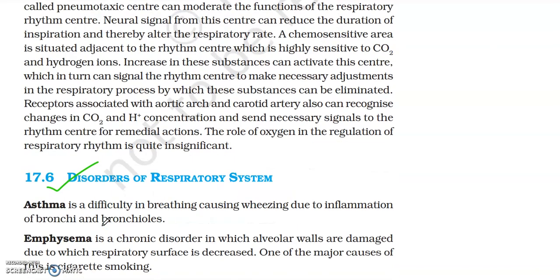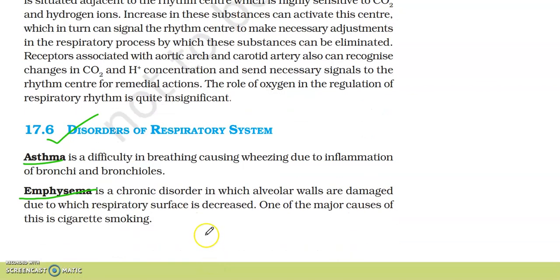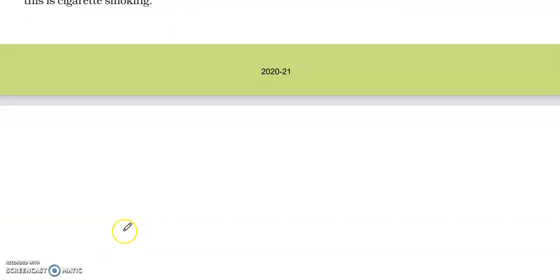Disorders of respiratory system. Asthma is a difficulty in breathing causing wheezing due to inflammation of bronchi and bronchioles. Emphysema is a chronic disorder in which alveolar walls are damaged due to which respiratory surface is decreased. One of the major causes of this is cigarette smoking.